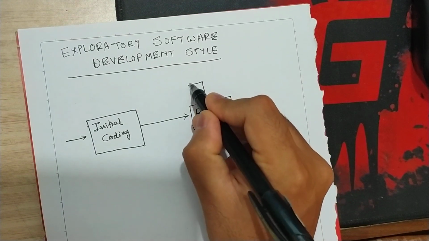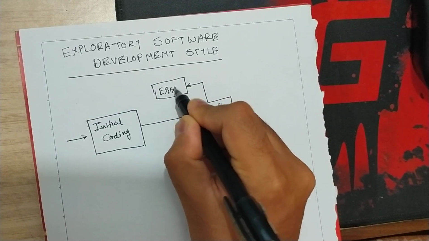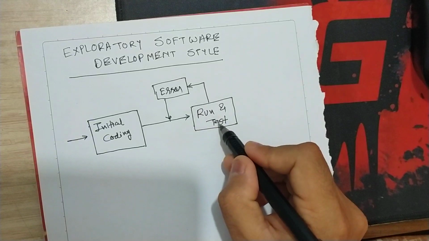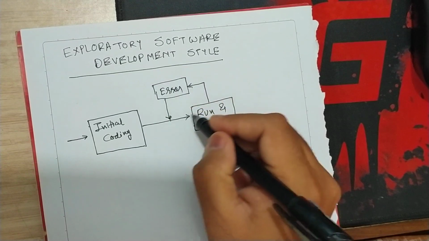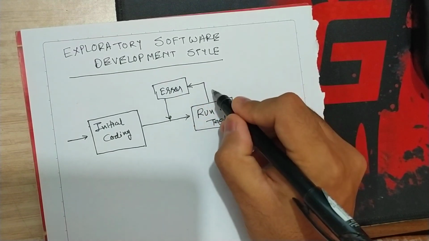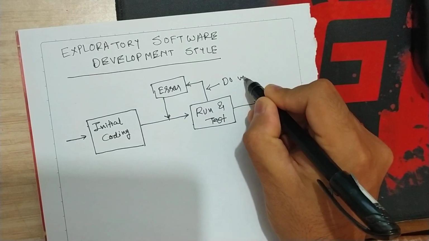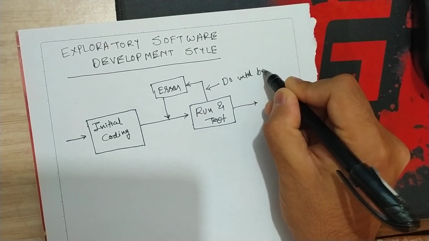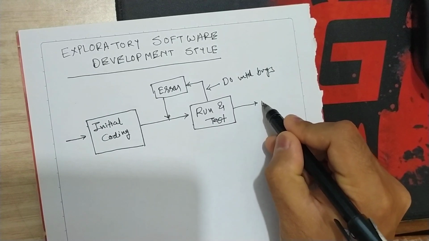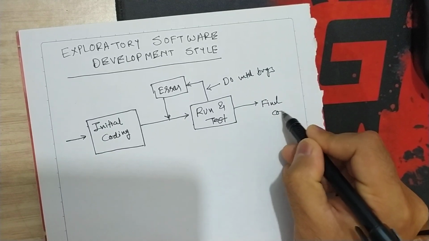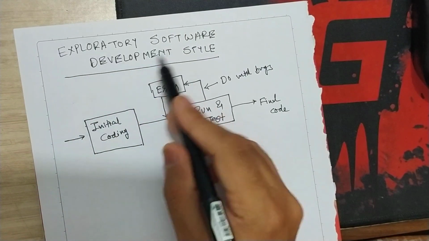If you find any error, we will fix the error. Then we will run again. And if any error is found, we will solve the errors. So this will be a cycle. We process the cycle until no errors are found, and then stop when there are no bugs. So it will be the final code. This style is known as the initial exploratory software development style.